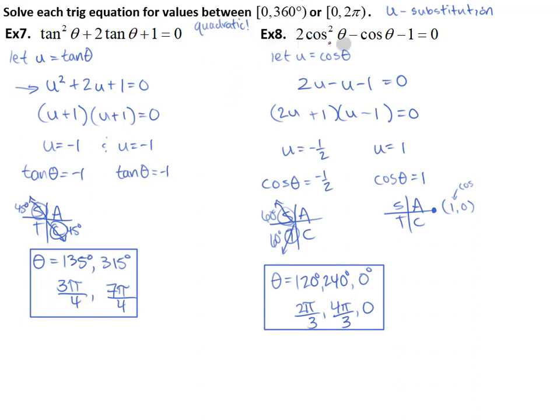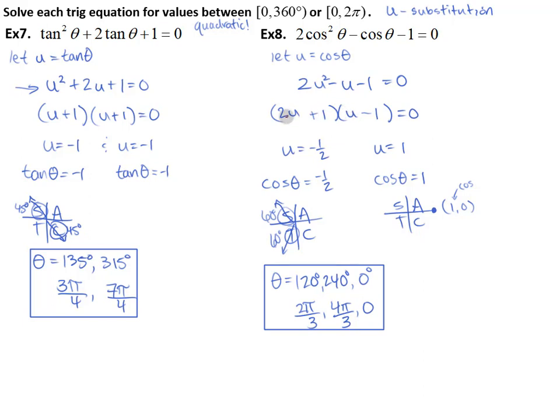So if you look here, we can see that cosine is repeated. One's squared and one's not, so we can't add or subtract them. They are not like terms. So we decide to use a u substitution. Let u be cosine of theta. Then we have 2 times u squared, minus u, minus 1 equals 0. So we see we have a quadratic.